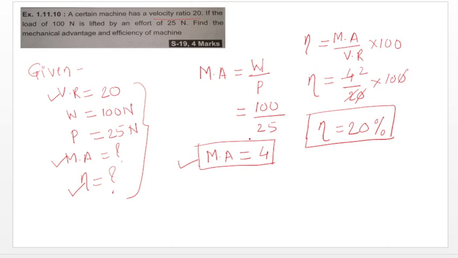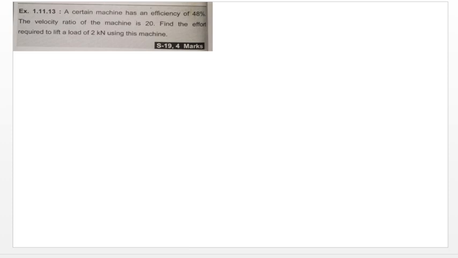See how easy the numerical is, and it is for 4 marks, not a joke, right? So you have to concentrate on the numericals. Now we move further to the next numerical. Now this is the numerical. Now again we have to start with what? Given, right? So given data is this one.